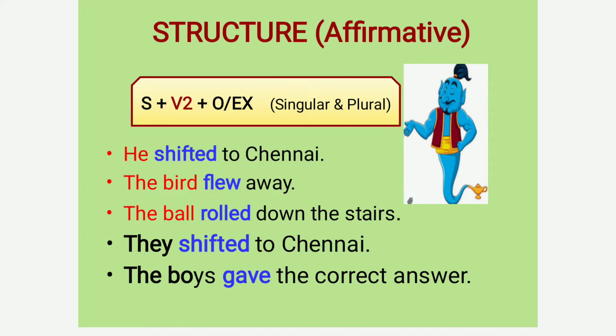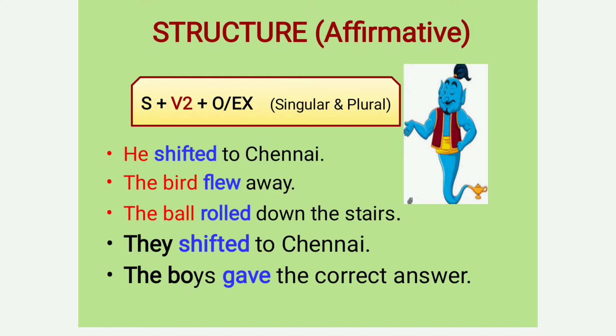I highlighted the singular subjects in red color and the plural subjects in bold black. For both singular and plural subjects, we use only the V2 form of the verb. I highlighted the past tense verbs in blue color. He shifted to Chennai. The bird flew away. The ball rolled down the stairs. They shifted to Chennai. The boys gave the correct answer.